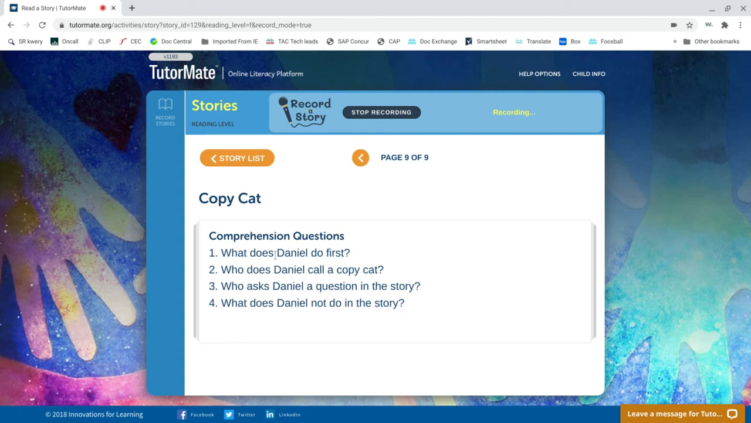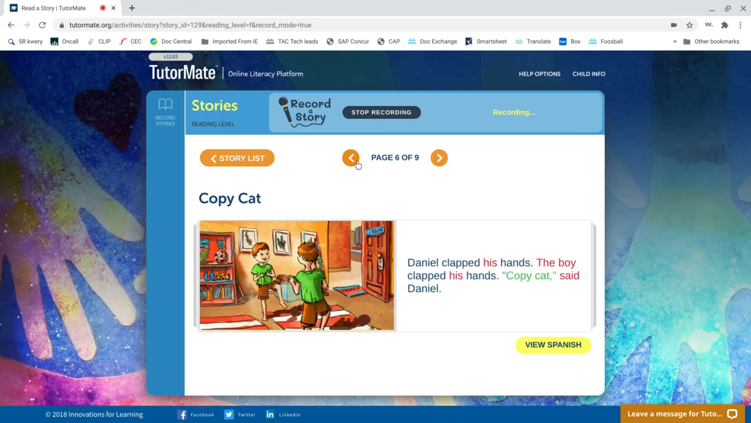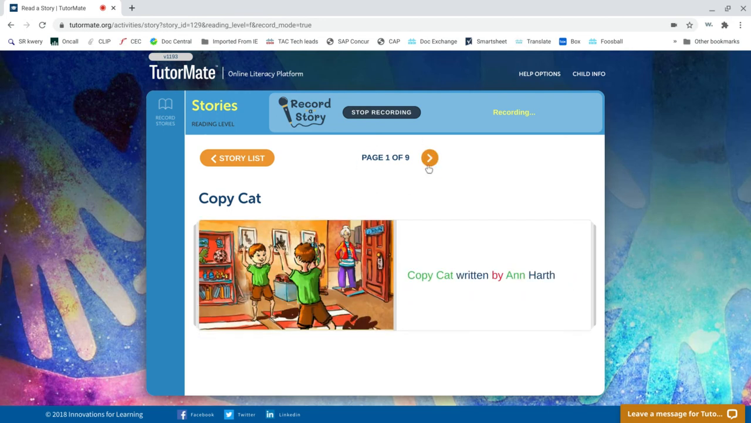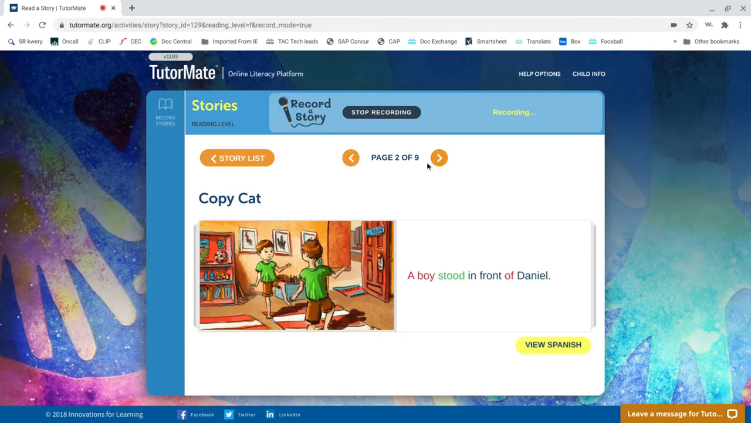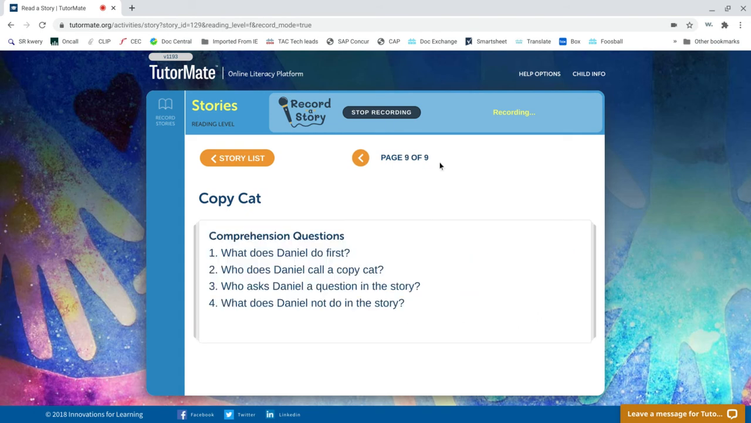Comprehension questions. Number 1. What does Daniel do first? So let's look to the beginning of the story on page 3. And we see that Daniel lifted his right leg, while his reflection lifted his left leg. So what does Daniel do first? He lifts his right leg.